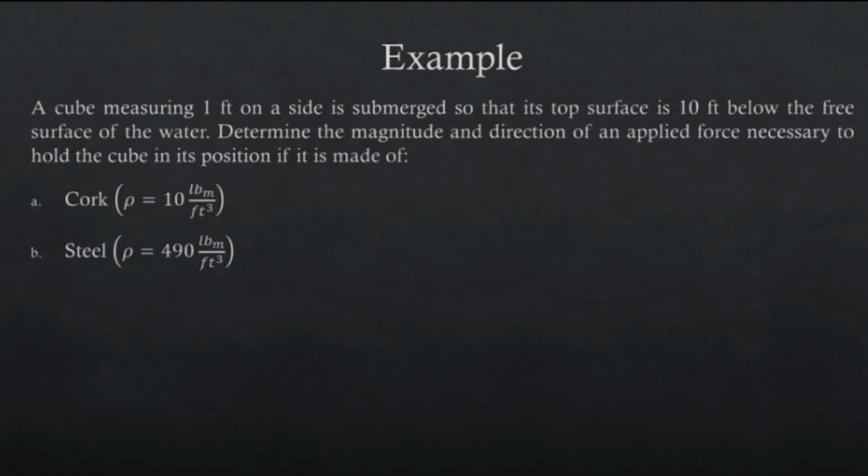Our force balance in this case, the summation of forces along the vertical axis, would result in our equation: F is equal to buoyancy force minus weight. The buoyancy force is the weight of the water displaced, that is, the volume of the object multiplied by the density of the fluid multiplied by g over gc. And then the weight of the object is simply the mass of the object multiplied by g over gc.